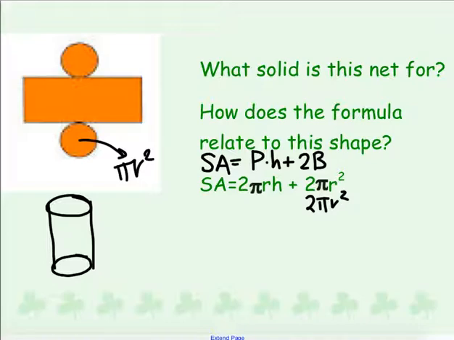And then if we look at the side length here, we have h, which is exactly what we have. But then we want to think about the perimeter. Well, the perimeter of the base here is a circle, so we have the circumference, which we can show as 2 pi r. So this length up here is actually the circumference of the circle. And that's where we get our surface area formula.